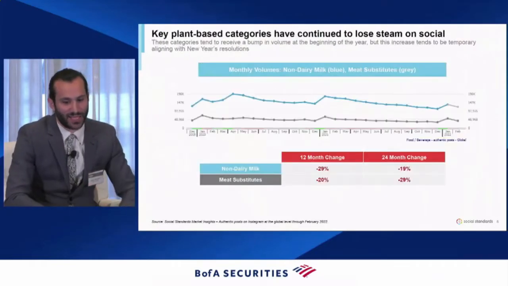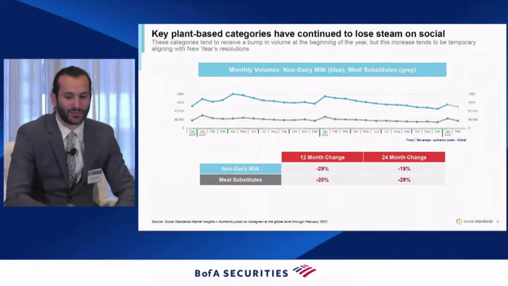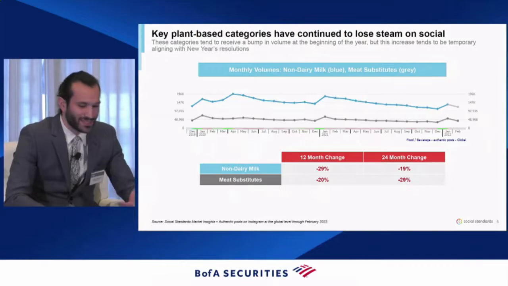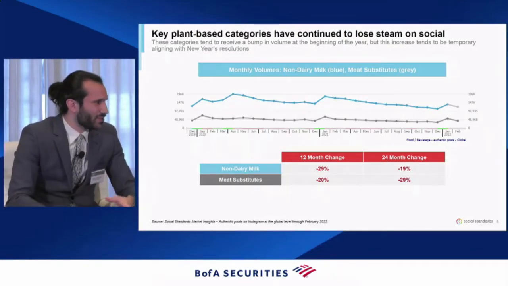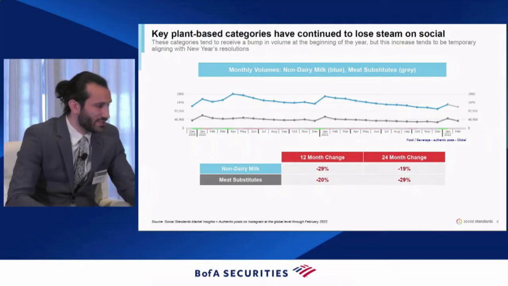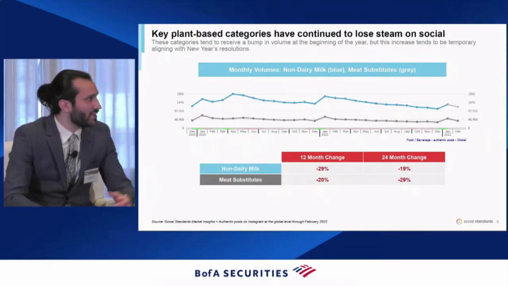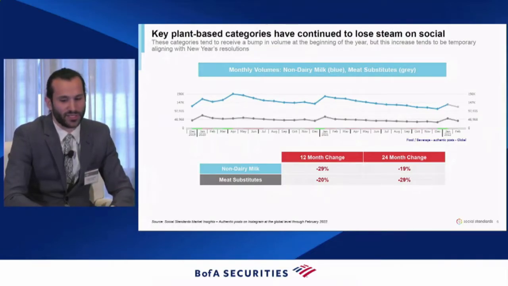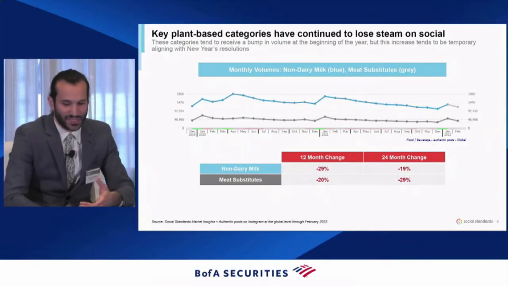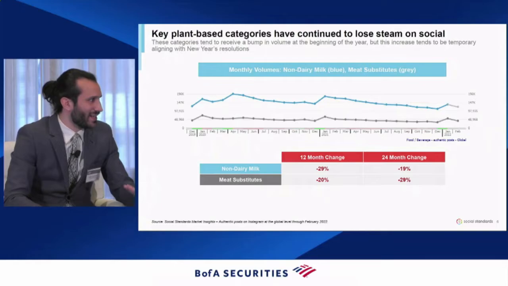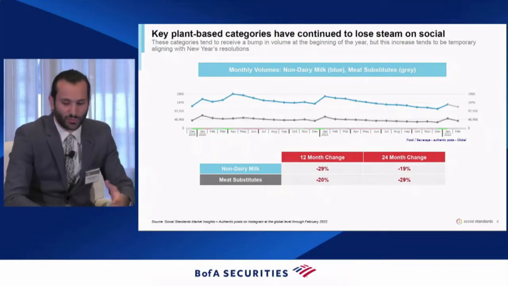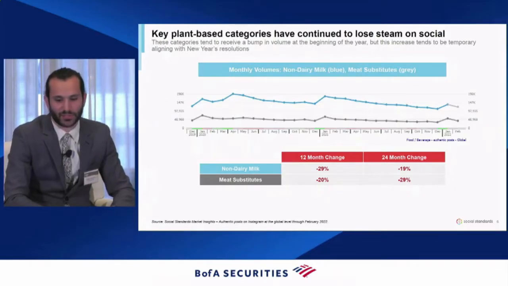Continuing on that latter point, those key plant-based categories like non-dairy milk and meat substitutes have lost some steam on social over the past year and 24 months. The blue line represents the trend in non-dairy milk conversation. The gray line represents the trend in meat substitutes conversation. Over the past 12 months, we can see about a 29% decline in non-dairy milk, and about a 20% decline in meat substitutes. Over the 24-month period, it's pretty similar, a little bit opposite: a 20% decline in non-dairy milk and a 30% decline in meat substitutes conversations.